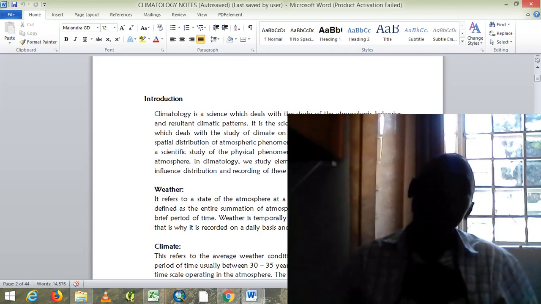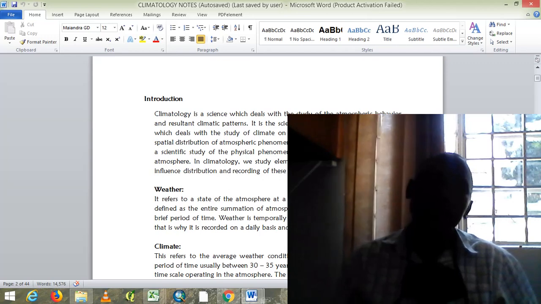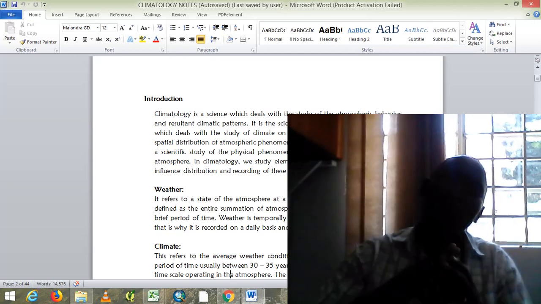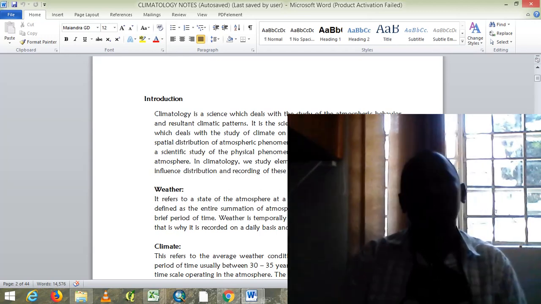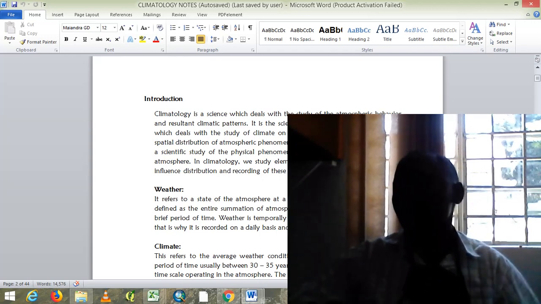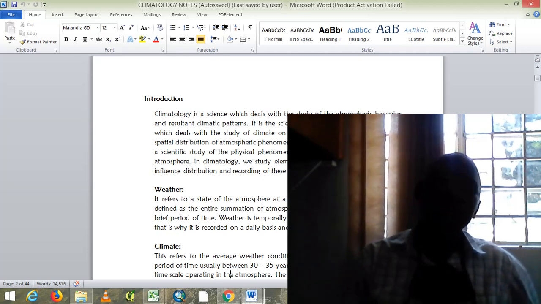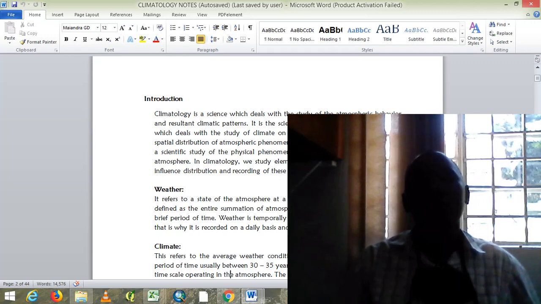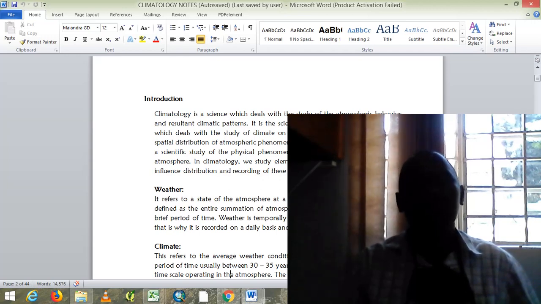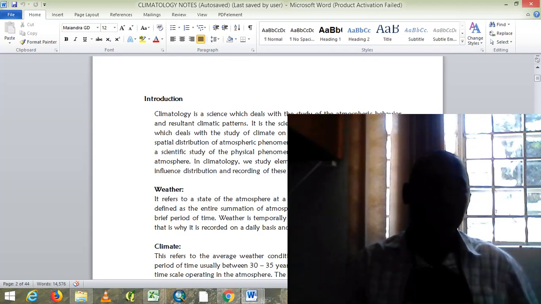But in climatology, we look at the elements of weather, the behavior of the atmosphere in terms of its horizontal distribution as well as the vertical distribution. And then we are able to account why we have high temperature here and low temperatures here. Why do we have more rainfall here and less rainfall here. That is what differentiates a climatologist from a meteorologist. But otherwise, generally, what the meteorologist studies is what the climatologist also studies, only that the climatologist goes further to account for that behavior.